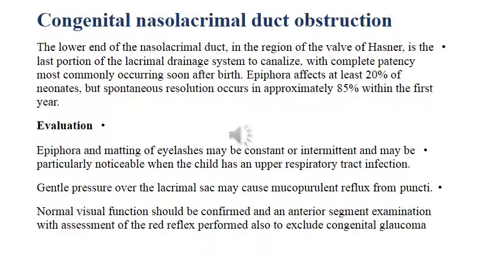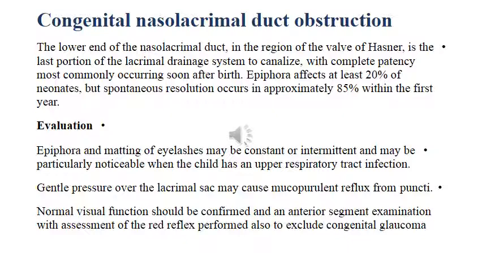Congenital nasolacrimal duct obstruction is one of the most important subjects related to the lacrimal drainage system. The lower end of the nasolacrimal duct in the region of the valve of Hasner, as we mentioned early in this lecture, is the last portion of the lacrimal drainage system to canalize, with complete patency mostly occurring soon after birth. In some children this will not happen. The percentage is about 20% of neonates.